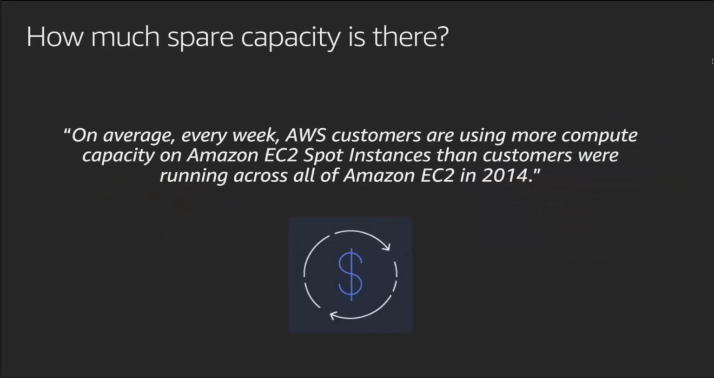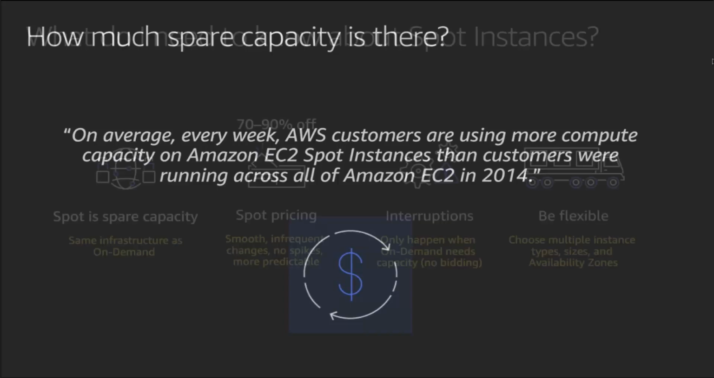Again, how much spare capacity is there? Well, I talked about the possibility of running over 1 million virtual CPUs in a single region in the case of Western Digital. Another data point I like to show is, on average every week, AWS customers are using more compute capacity on Amazon EC2 Spot instances than all customers were running across all of Amazon EC2 in 2014. So if you think about this, the amount of spare capacity is just growing at a staggering rate. And again, we want to make sure that customers get access to it and are able to save and scale all at the same time.